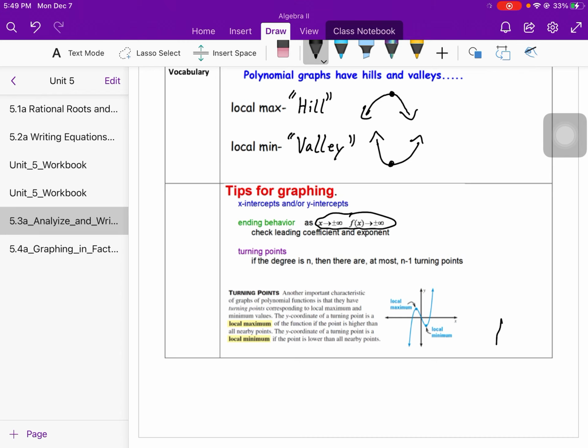Now, turning points, like I said, that's where it's changing direction in a sense. If the degree is n, then there are at most n minus 1 turning points. So basically, let's say we had a degree of 5. So let's say it's a 5th degree polynomial. Let me give you an example of the 5th degree: x to the 5th plus 4x squared plus 2. That's an example. So we look at the highest degree, 5, and then we just plug it in for n. So 5 minus 1 would equal 4. So there are 4 turning points for a polynomial like that.